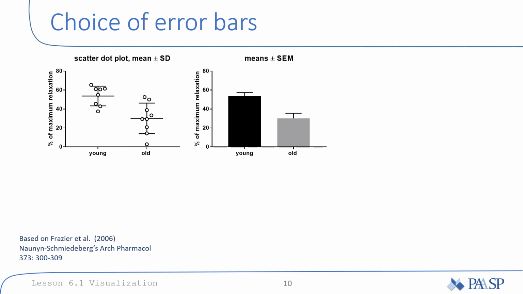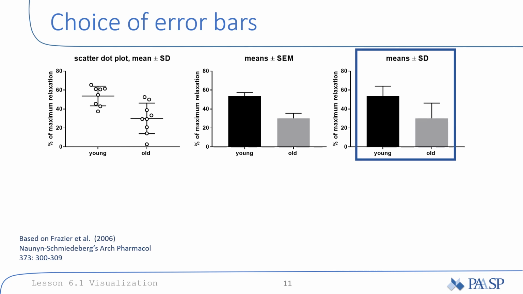So, SEM, which is the SD divided by the square root of n, has the smallest error bar, and a small error bar may make even small group differences look large, even if the overlap between both groups is considerable. There is also a conceptual difference between SD and SEM error bars. SD describes the variability within the sample, whereas SEM describes the precision with which the group mean has been estimated.